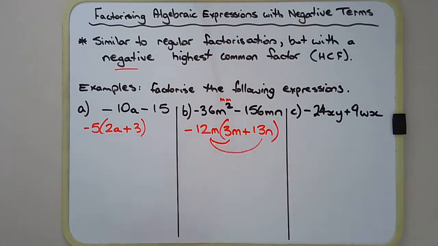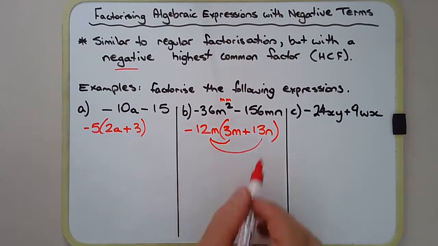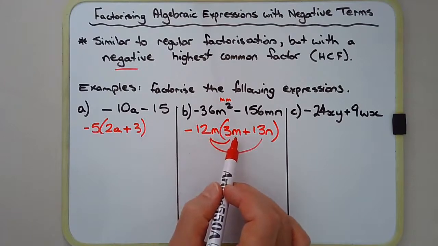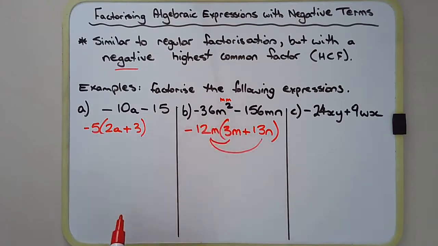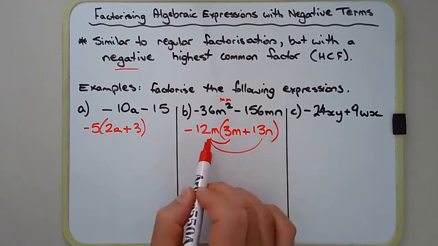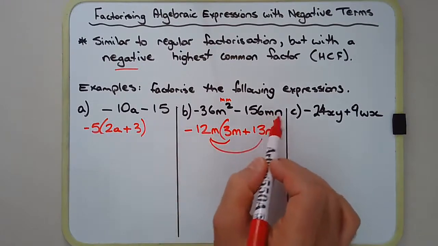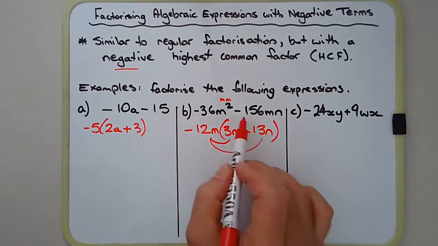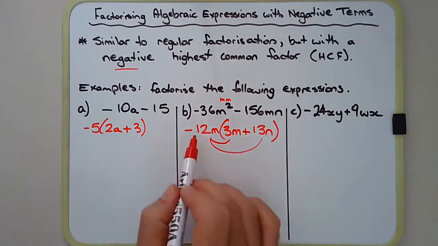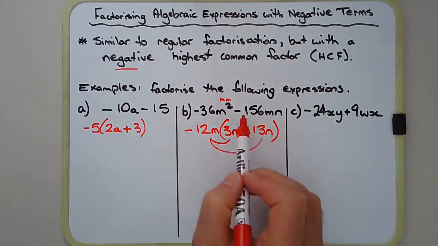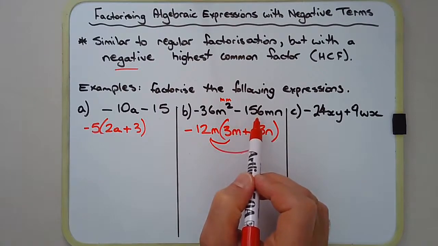Again, we need to check if this is correct by expanding it out. Negative 12m times 3m gives me 36m squared. I think we've checked that already. Negative 12m times 13n, m times n, I'll get the mn here. Negative 12 times positive 13, I get negative 156. That's why you have a negative here and a positive here. When you multiply them together, you get negative 156.